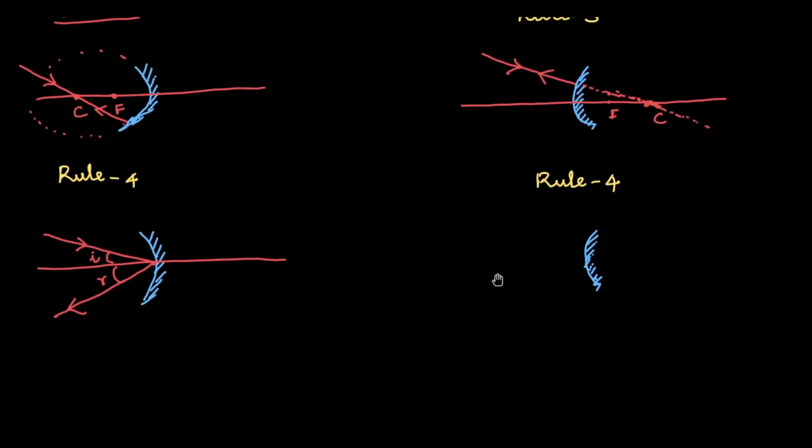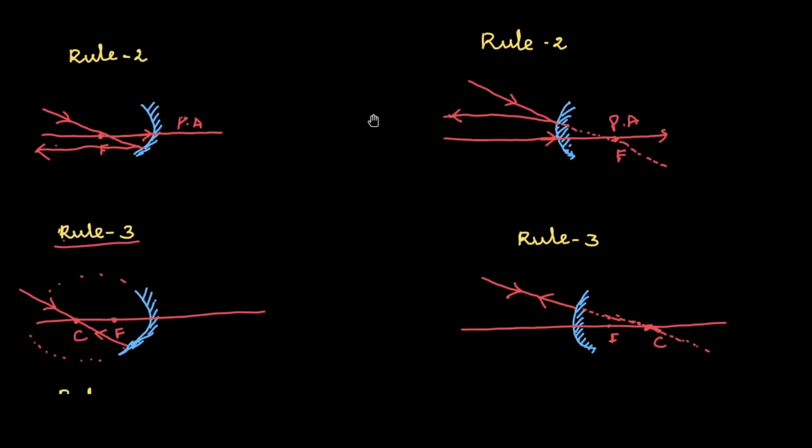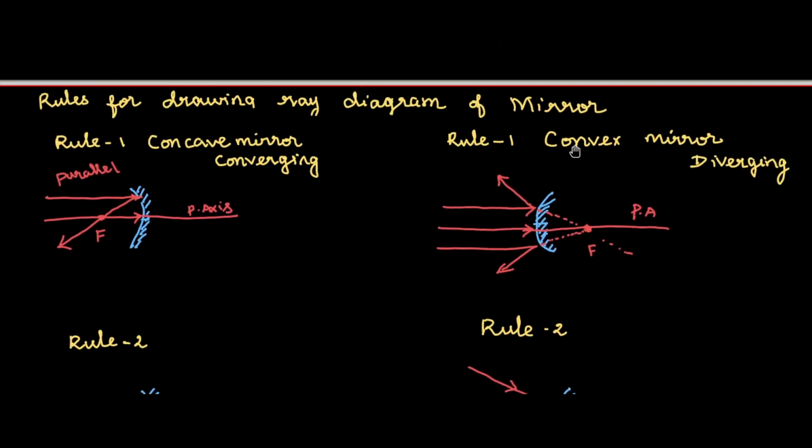The fourth rule: this is the principal axis. When the light is obliquely incident on P, it will be reflected back. The angle of incidence will be equal to the angle of reflection. So these are the four rules we have to remember when we are drawing a ray diagram for the concave mirror and convex mirror.